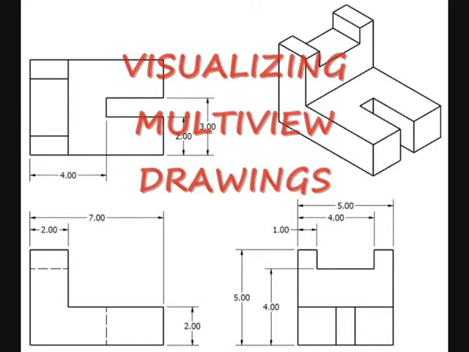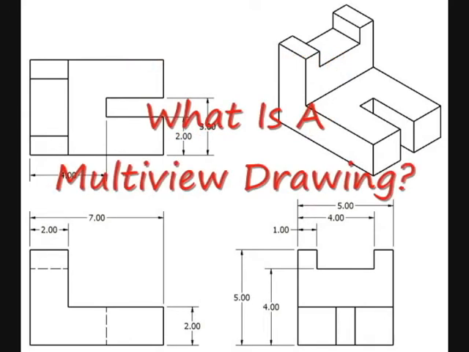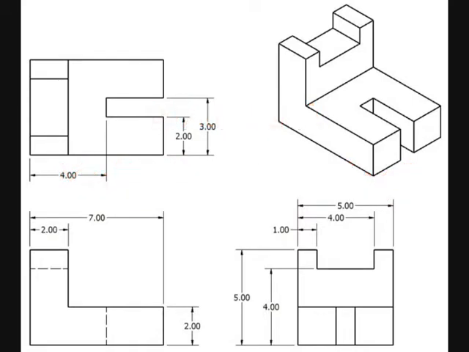Visualizing multi-view drawings. What is a multi-view drawing? A multi-view drawing is one that shows two or more two-dimensional views of a three-dimensional object. When we say two-dimensional, we mean that the object is drawn with two of the three dimensions: width, depth, and height. Multi-view drawings provide the shape description of an object.